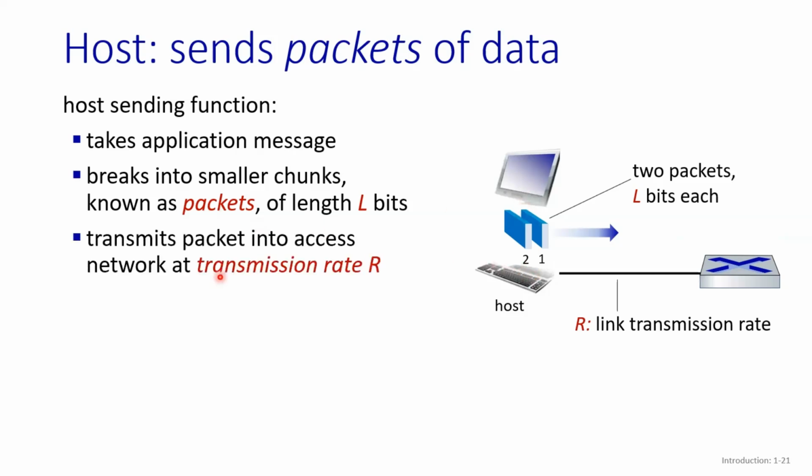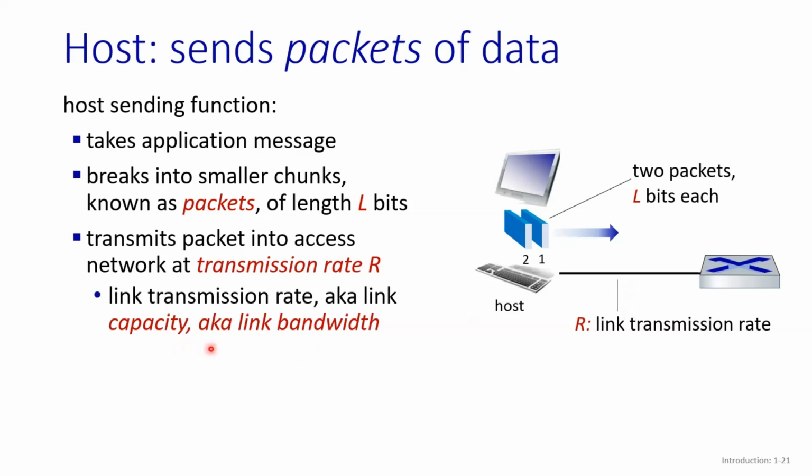So the host then transmits packets into the access network at transmission rate R. This is the access network. This may be a cable, this may be a link. So the host sends these packets to this link at the transmission rate of R. So R is the link transmission rate.